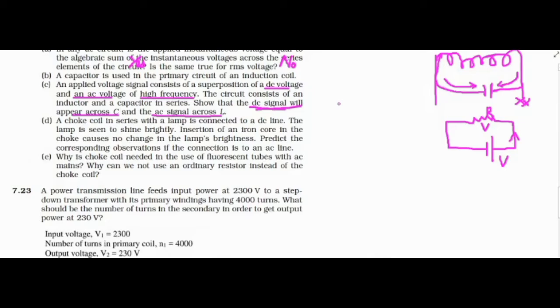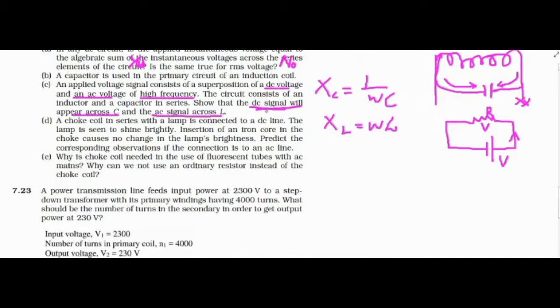Now, take the case of inductor and capacitor. You have Xc equal to 1 by omega C, and XL equal to omega L.